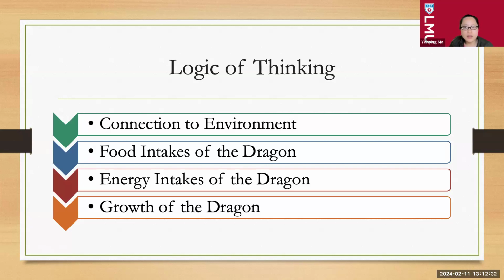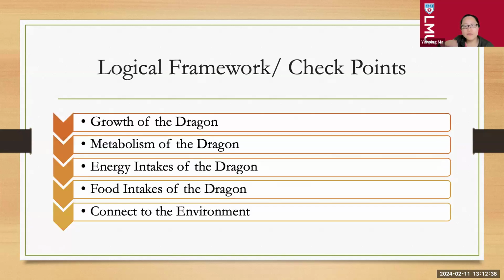build the model. Therefore, going backwards and then moving forward, the things we should model should be the growth of the dragon, which leads to the metabolism of the dragon, which leads to the energy intakes of the dragon, which leads to the food intakes of the dragon. And then we connect that food intake of the dragon to the surrounding environment. Okay, so this is my way of thinking.